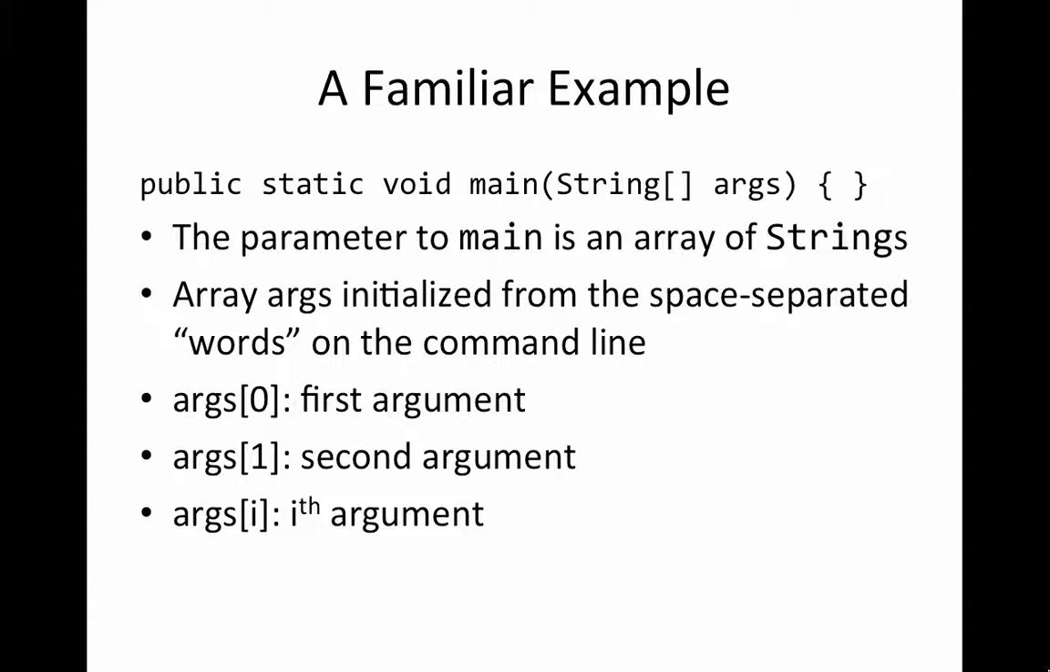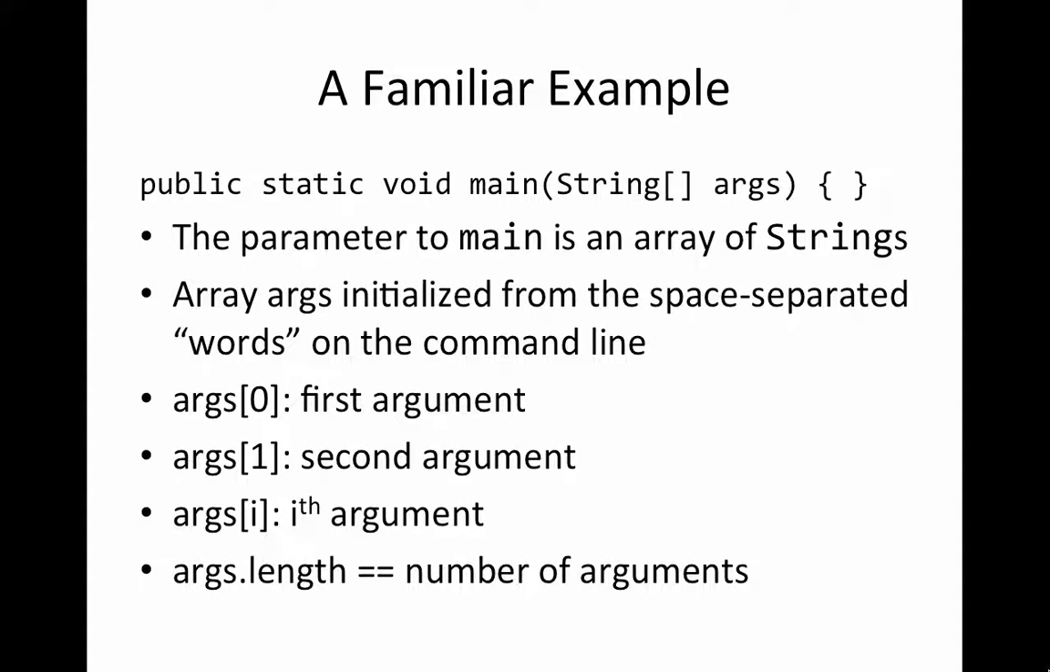If we would like to know the number of arguments that the user of the program provides on the command line, then we can use args.length. Notice here that length does not have a pair of parentheses. It is not like the length method of the String class. Here length is a variable which denotes the length of the array. It has nothing to do with the String class.